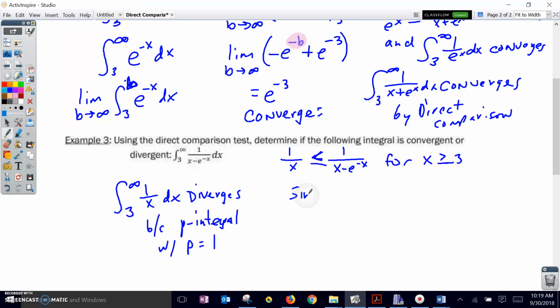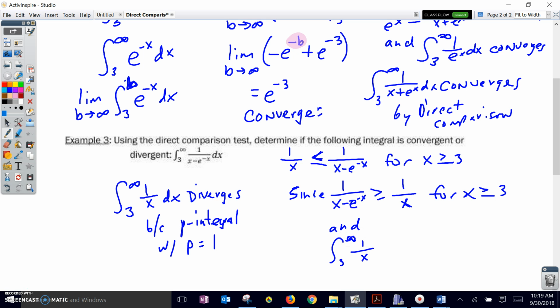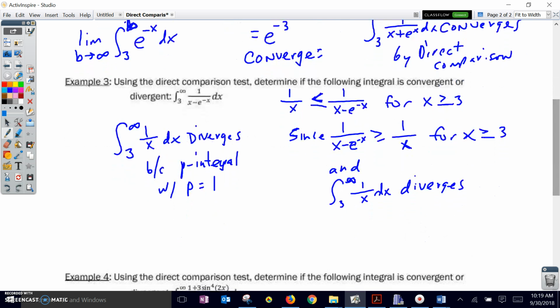So, since 1 over x minus e to the negative x is bigger than 1 over x for x greater than or equal to 3, and the integral from 3 to infinity of 1 over x diverges, the integral from 3 to infinity of 1 over x minus e to the negative x dx diverges by direct comparison.